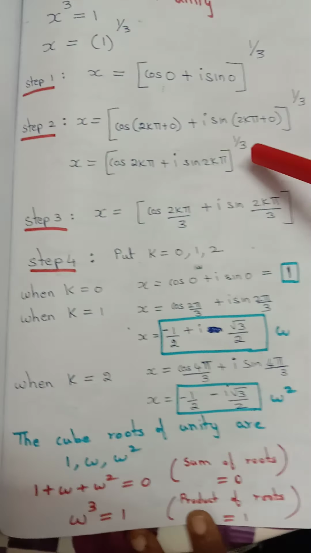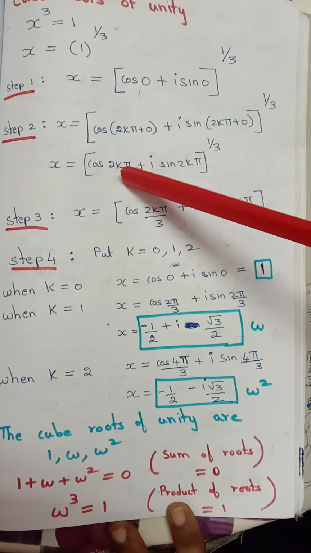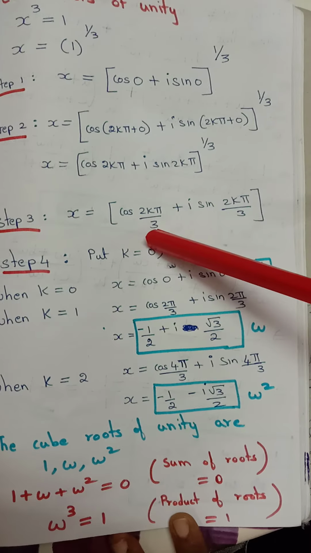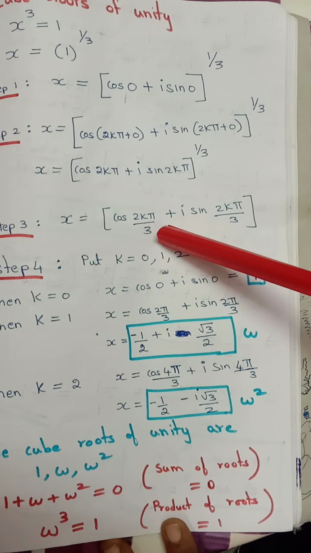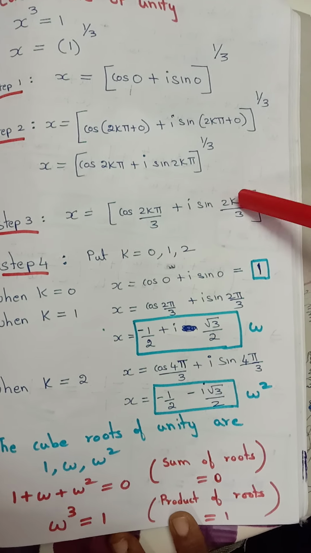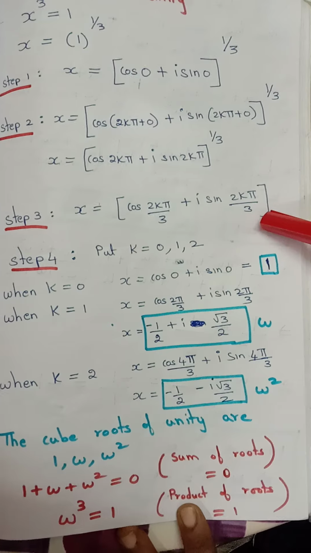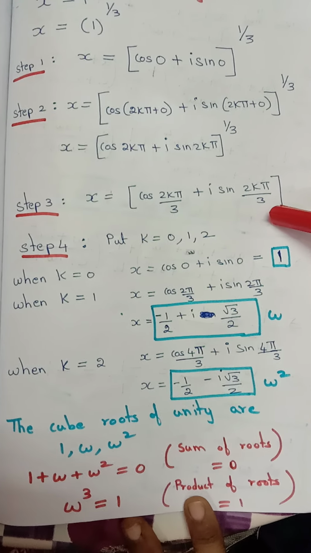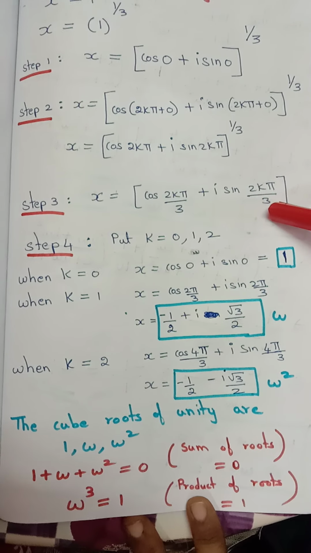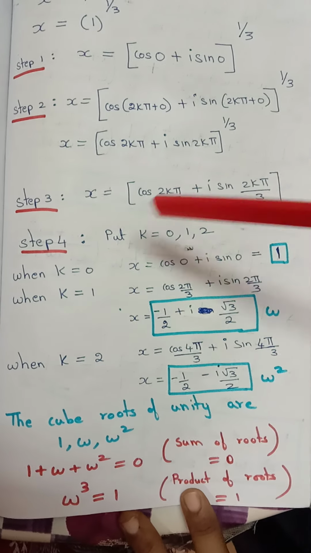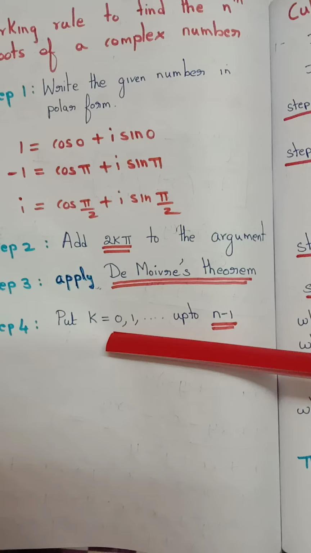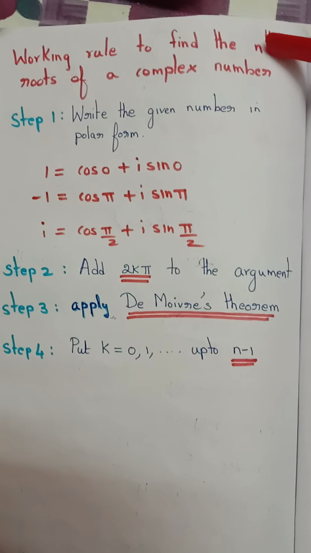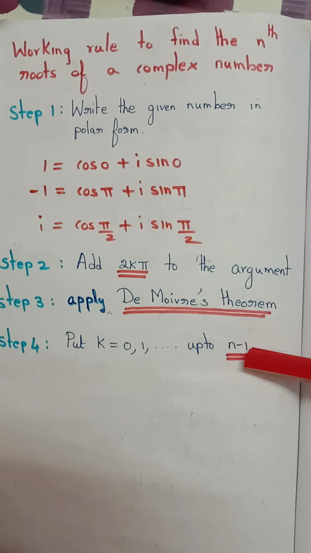So when I apply De Moivre's theorem, now this 1 by 3 should come near this argument. So what I will have, x is equal to cos 2k pi by 3 plus i sin 2k pi by 3. Okay. Now the last step, you have to assign various values for k starting from 0, and the last number should be n minus 1. Can you see here? Put k is equal to 0, 1 up to n minus 1. So nth root of unity means up to n minus 1.